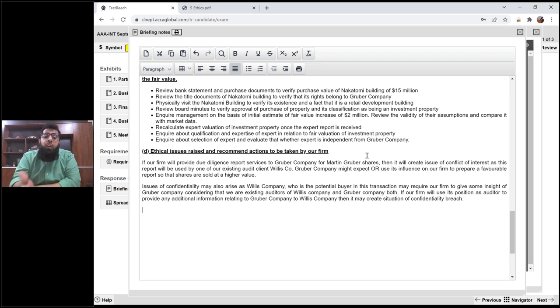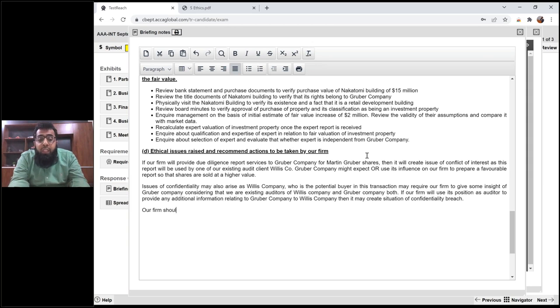So the first issue in this regard was the conflict of interest. Please listen to me. First of all, you identify the issues. The first issue in this regard was conflict of interest. The second issue in this regard was confidentiality. Are you getting it? Now you will highlight some actions which you can take. What actions should you be taking?